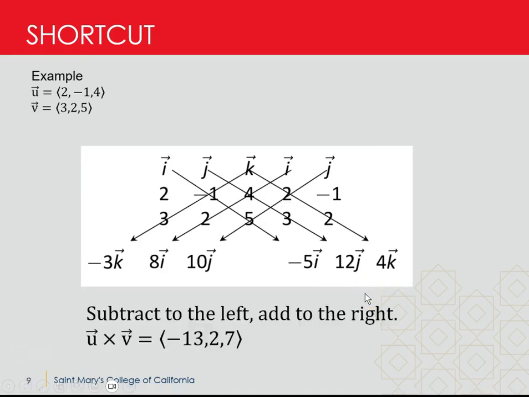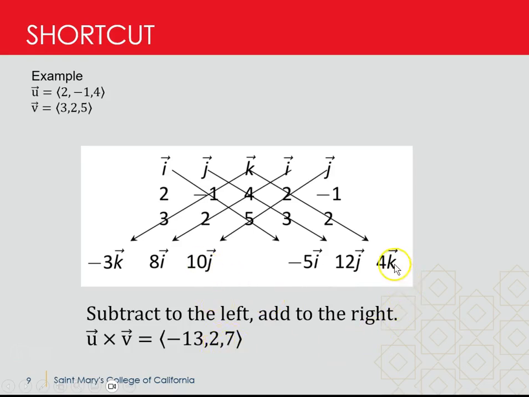What we do with those is we take the ones to the left and we subtract them, and we take the ones to the right and we add them. So taking the i elements, we get -5 minus 8, which is -13. Taking the j elements, we get 12 minus 10, which is 2.